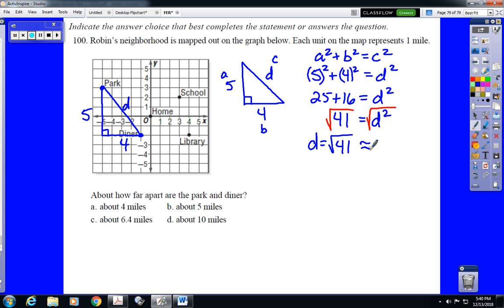because the problem says about. It doesn't say exactly, which actually makes sense because you don't often tell people, oh, I live root 41 miles away. So if we look at that decimal and we round it to the nearest tenth, that is about 6.4 miles, which is option C.